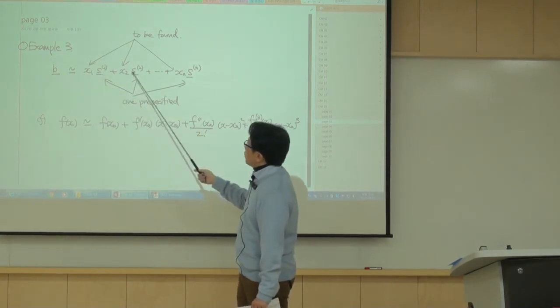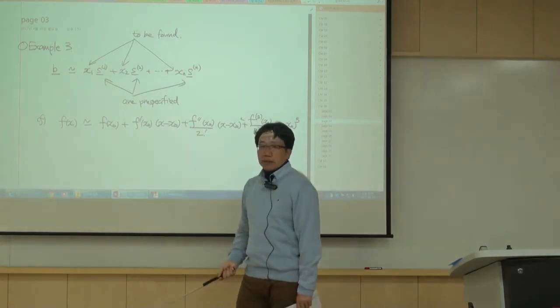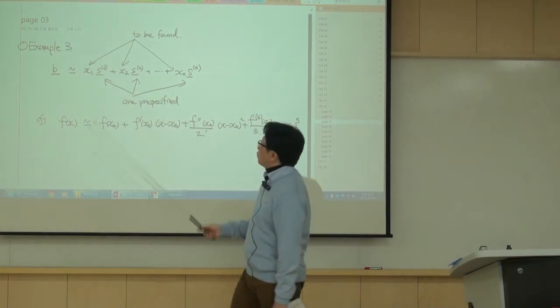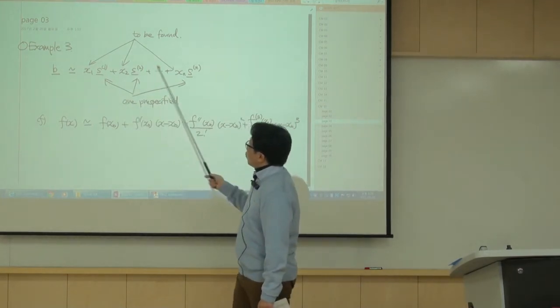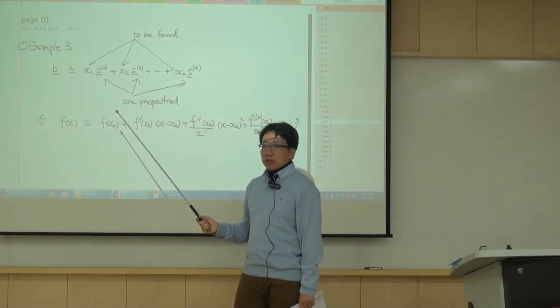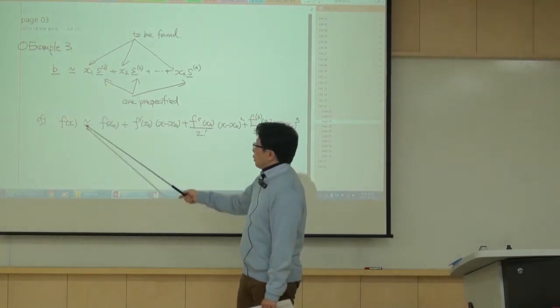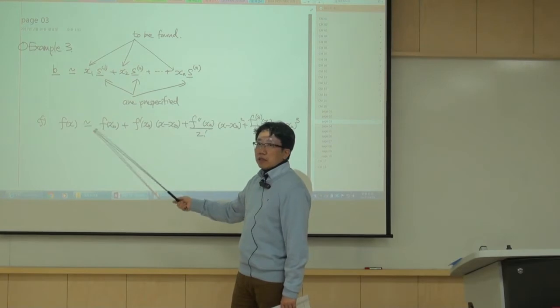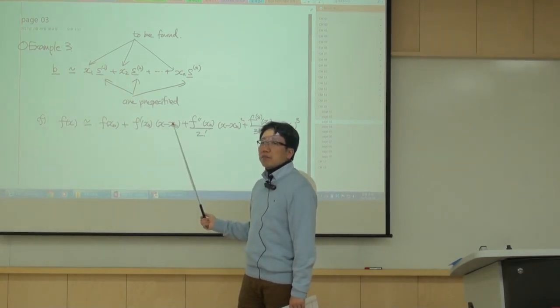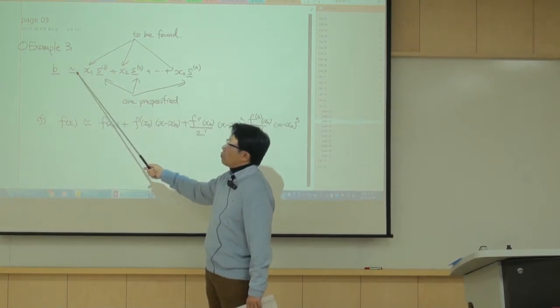Given pre-specified vectors, you want to find coefficients for the linear combination. But as you see here, this representation may not be exact. So I say this is approximately equal to.